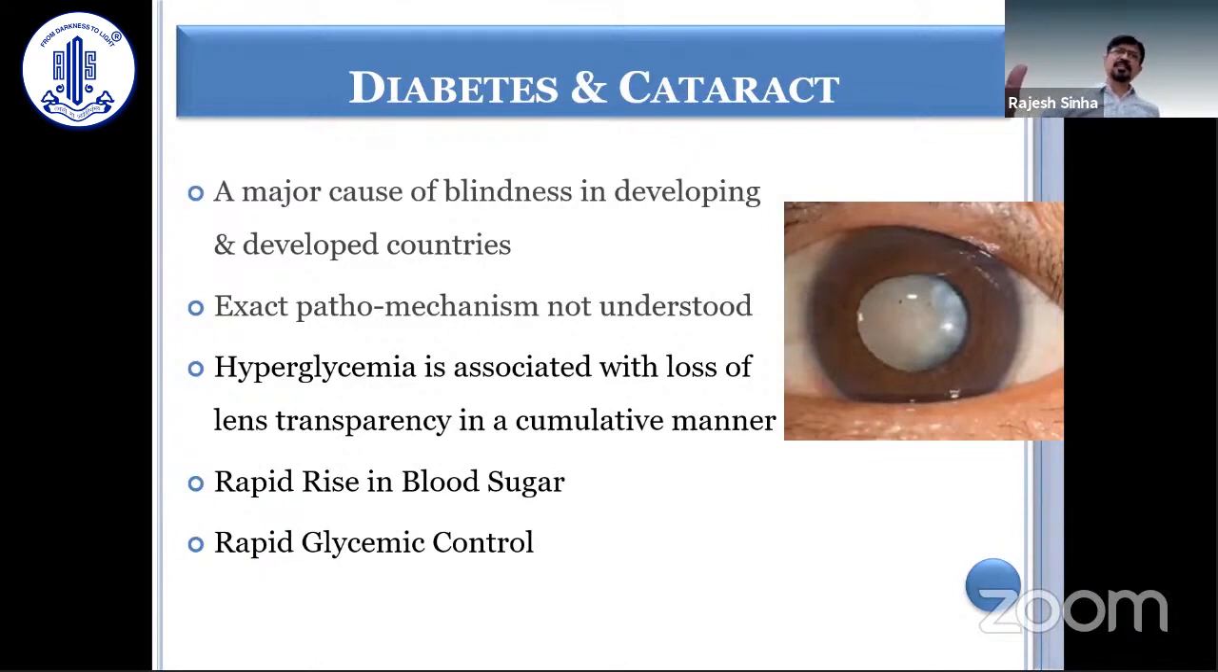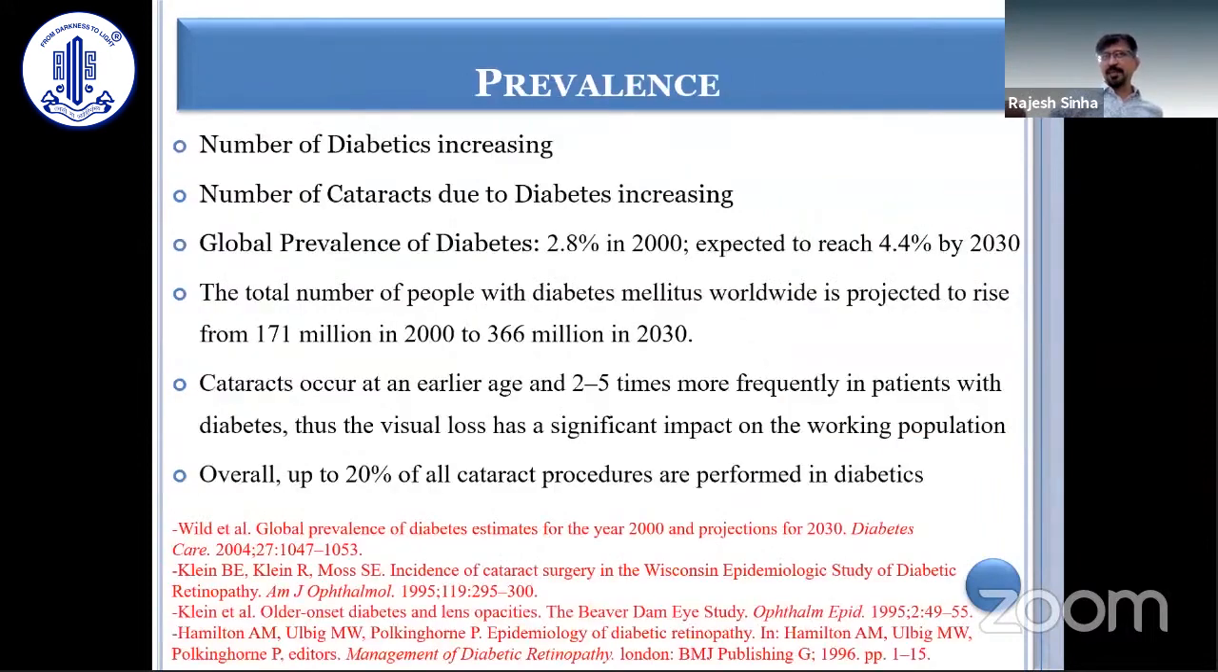And it has also been seen that if there is a rapid rise in blood sugar, that can also increase the chance of loss of lens transparency. And if there is rapid glycemic control, in those cases also they have found lens opacification. As far as the world is concerned, the diabetes prevalence is increasing, and in India, it is increasing to a very great extent. It's a major health problem these days.